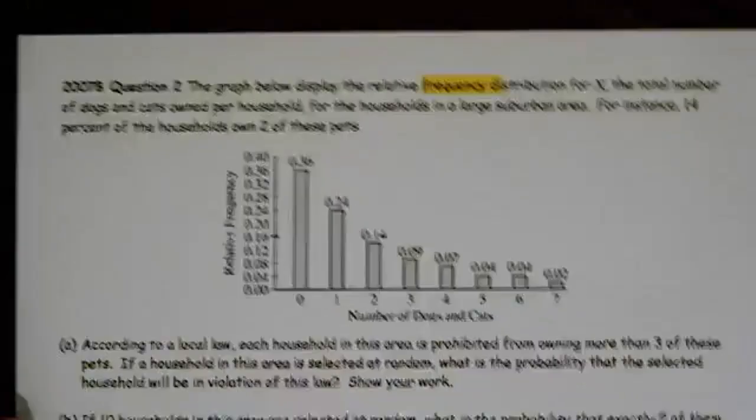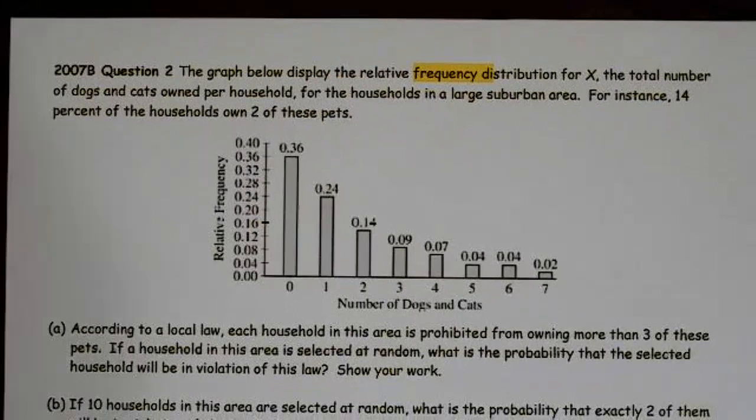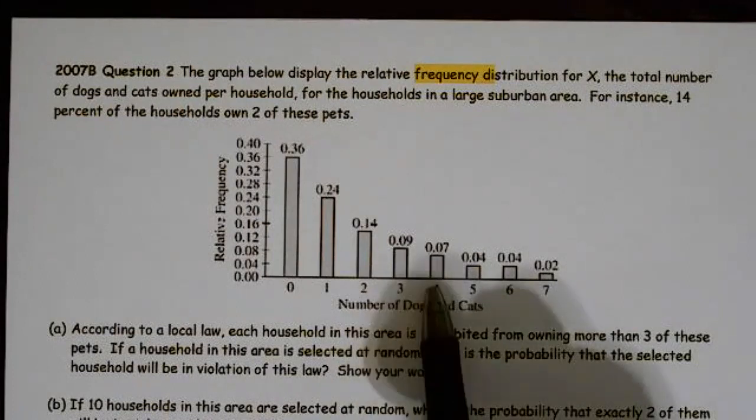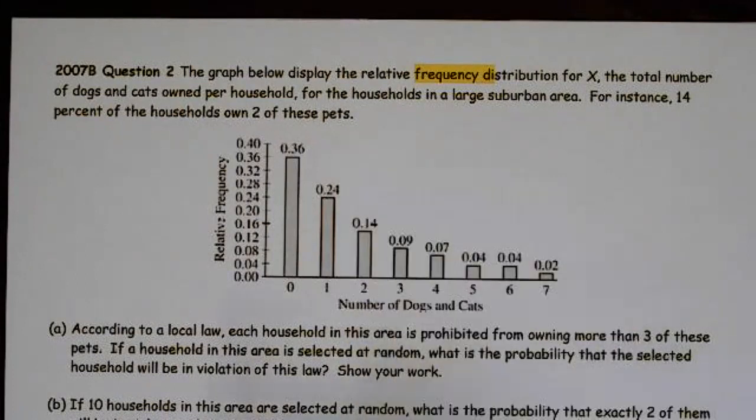Right. The graph below displays the relative frequency distribution for X, the total number of dogs and cats owned per household for the households in a large suburban area. For instance, 14% of the households own 2 of these pets. So 14% own 2, 9% own 3, et cetera, et cetera.